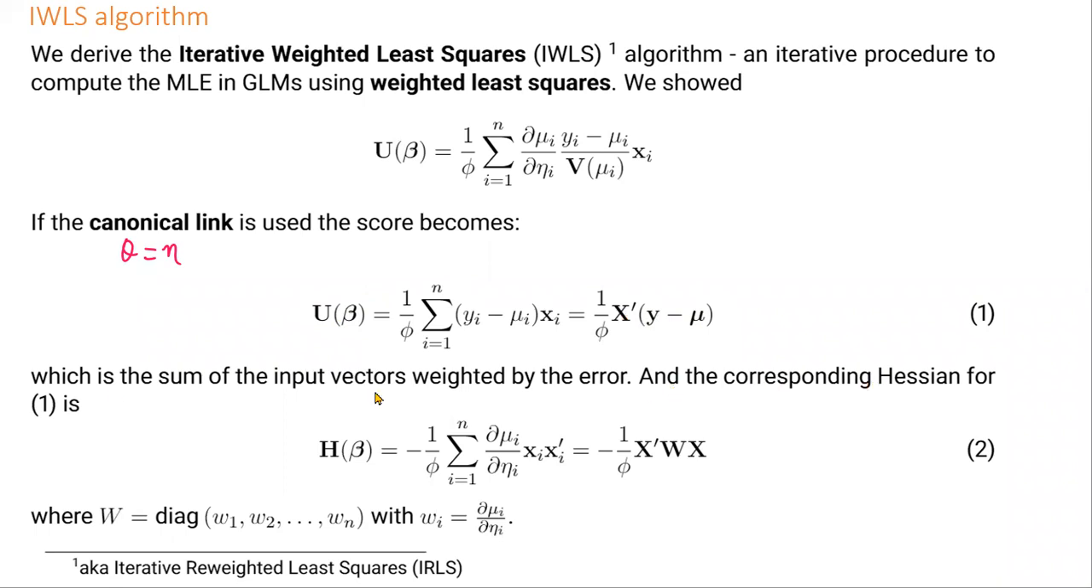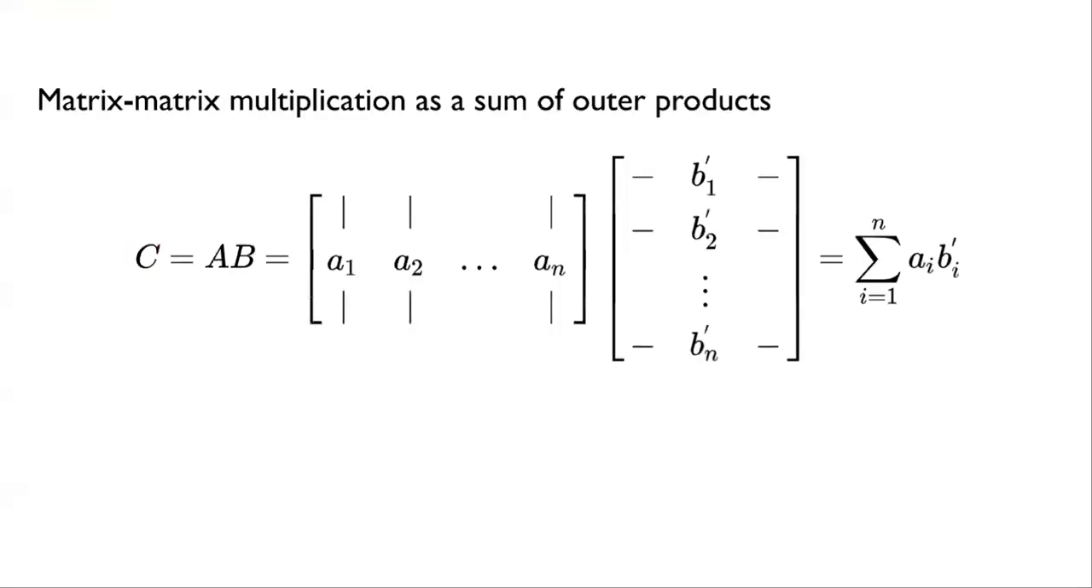And the corresponding Hessian, again using the canonical link, you can write in matrix notation. Now W here is a diagonal matrix, a square matrix with off-diagonals equal to 0, but the on-diagonals are equal to, in this case, these guys. Now, in case you're wondering how I go from the sum notation to the matrix notation, I'm using the following result on this slide. Here we've got the sum, and here we have matrix notation, from matrix to matrix multiplication.